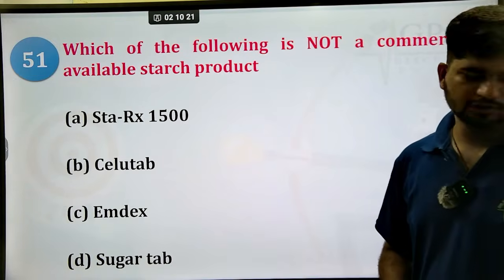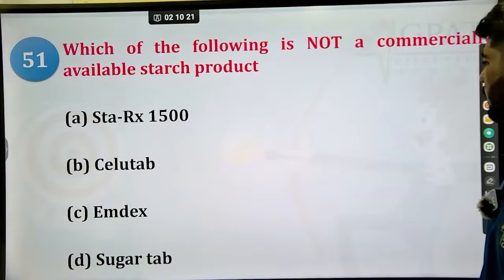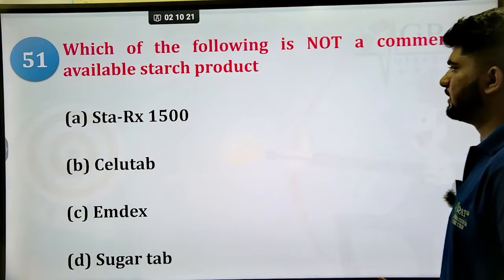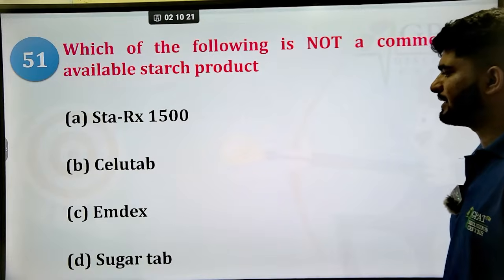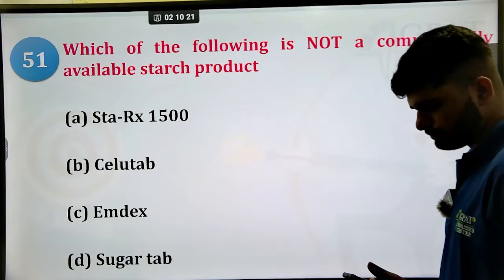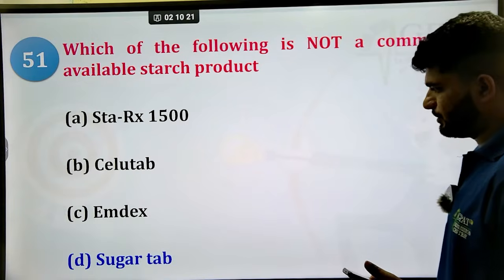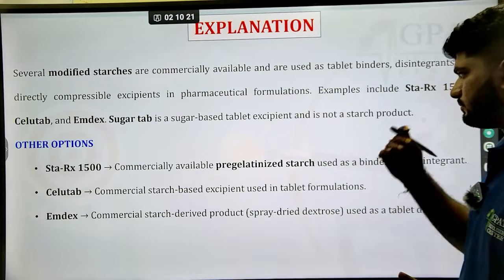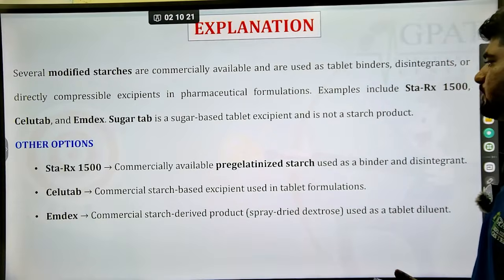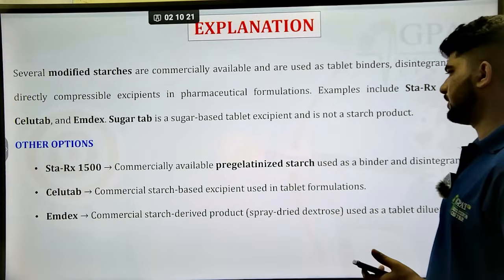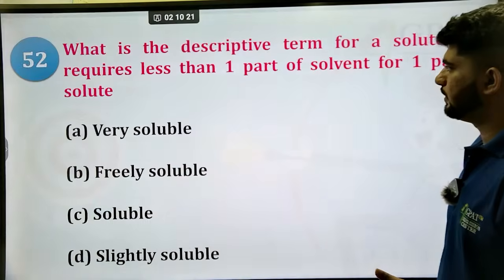Okay. So which of the following is not a commercially available starch product? StarX 1500, Cellutab, Emdex, or SugarTab? What's that, guys? Yeah, this is your SugarTab. StarX, Cellutab also is your starch-based excipient. Emdex, spray-dried dextrose. Okay, so this we have done already.